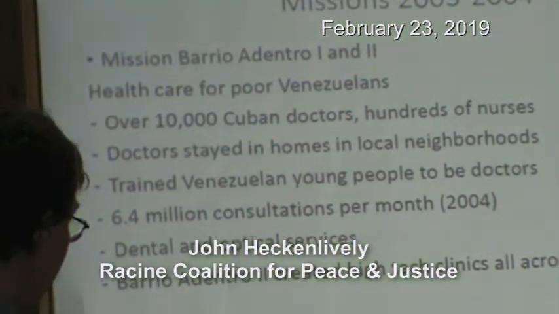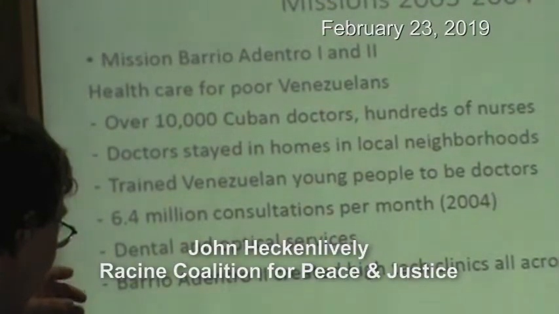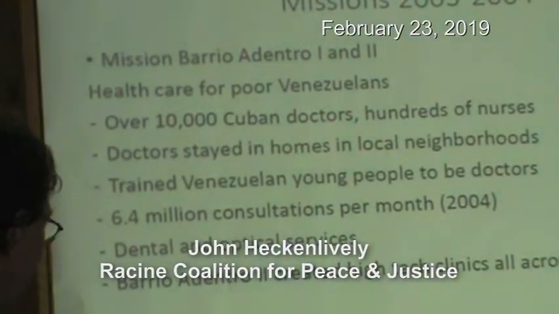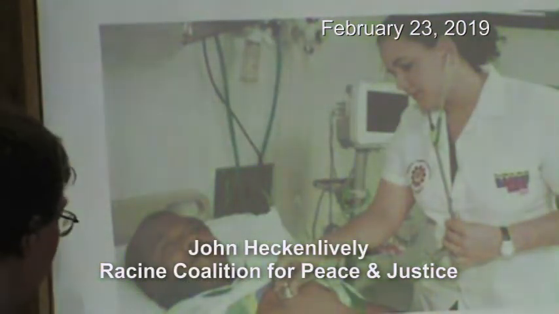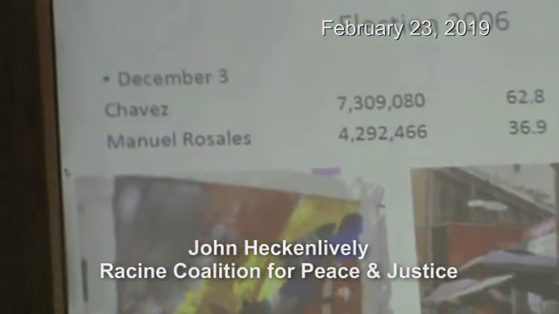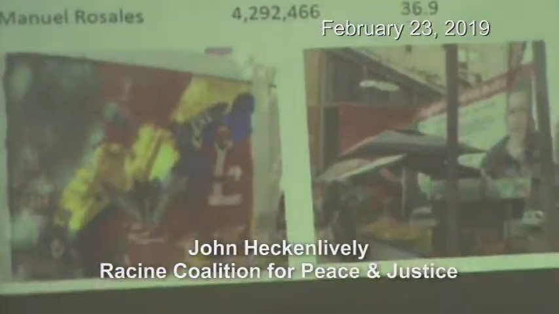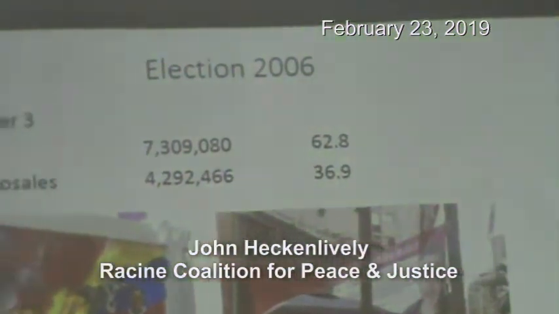So with Barrio Adentro, one thing they did is they created high-tech clinics all across Venezuela. I'll get into that later, but there's a doctor from Barrio Adentro. So in 2006, Chavez is doing all these things for the people, and in the 2006 elections, he wins 62% of the vote.